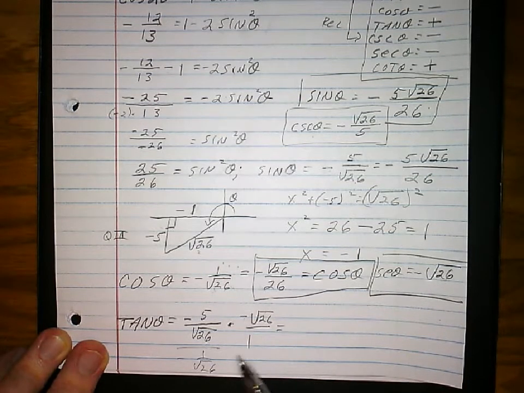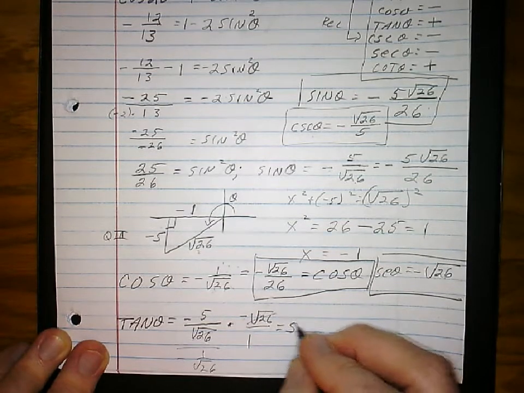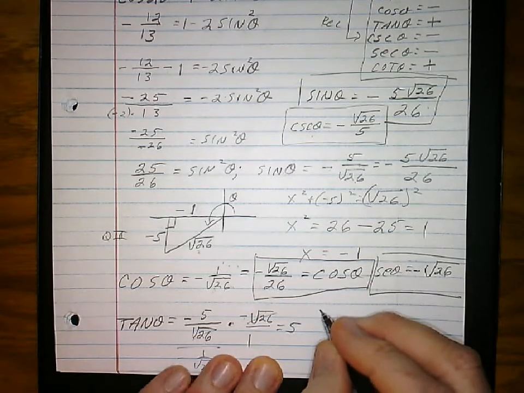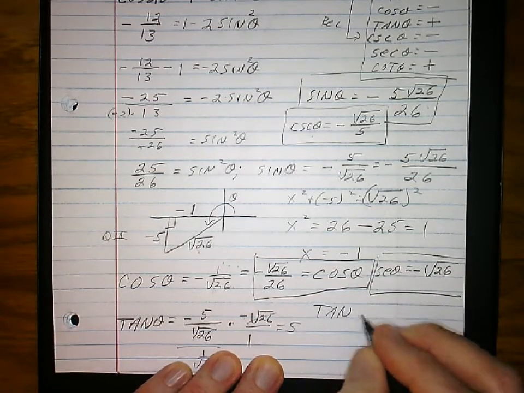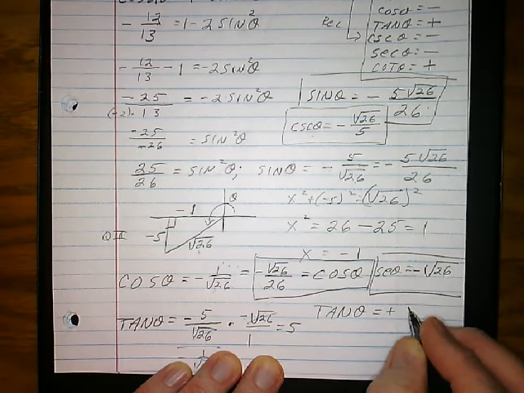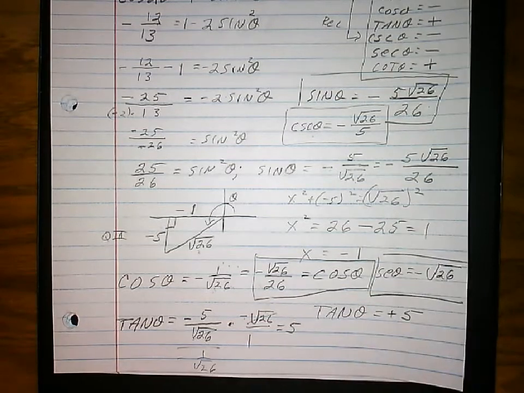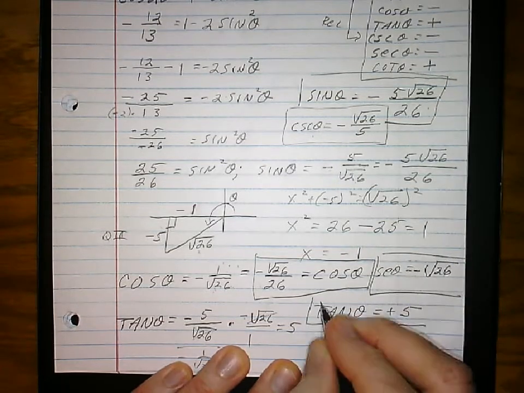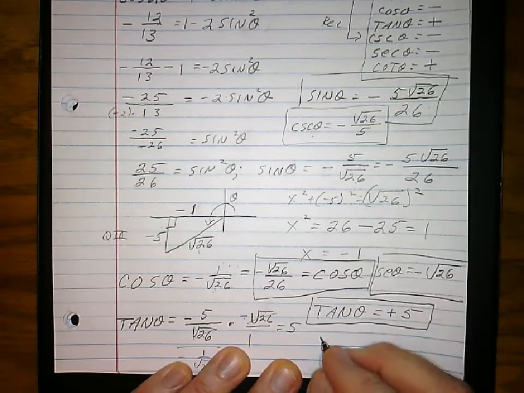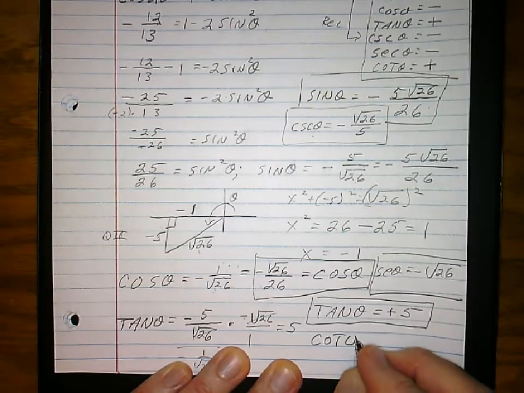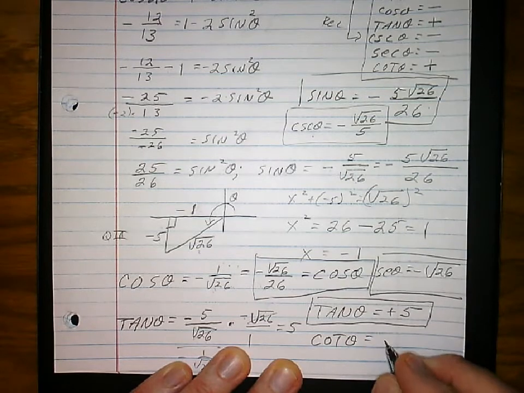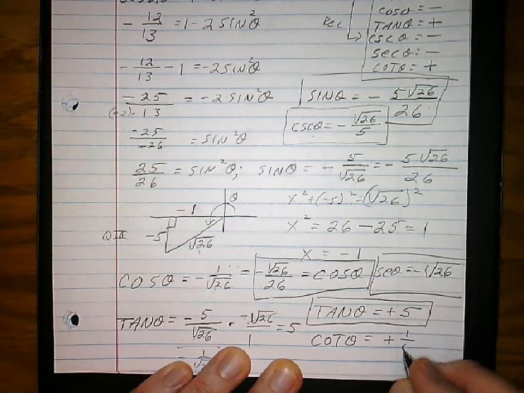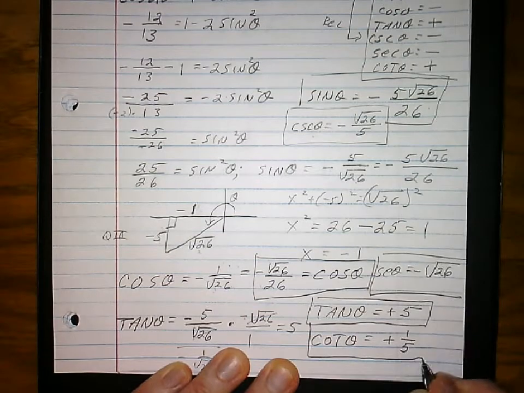Negative times a negative, that becomes a positive. The square root of 26's divide out. I'm left with a positive 5. So tan of the single angle is positive 5. Well, then what's cotan, right? If tangent is positive 5, that's our 5th of our 6 answers, cotangent is about the easiest thing in the world because it's the reciprocal of tangent. In other words, cotangent is 1 over 5.